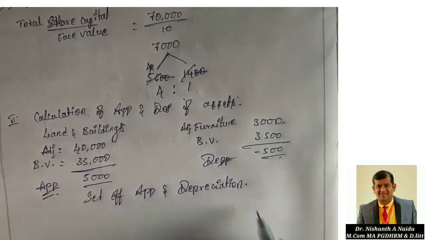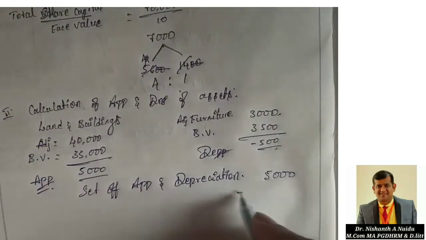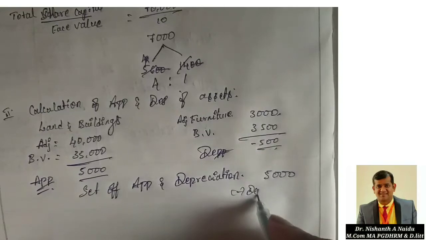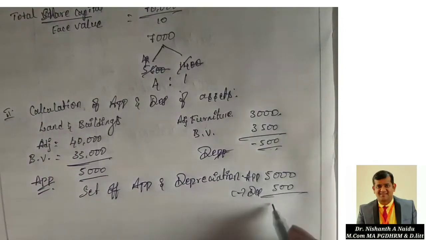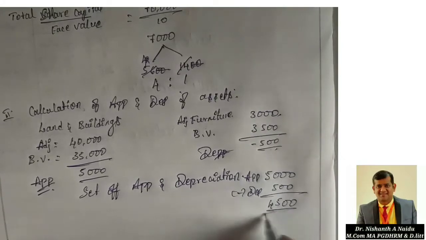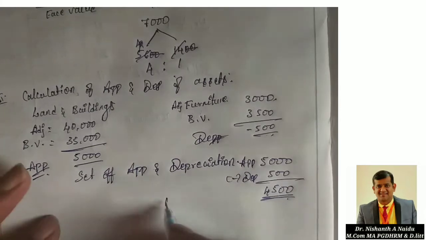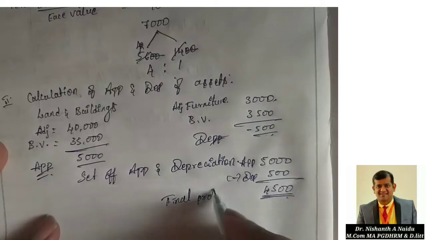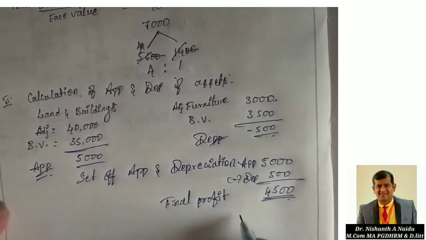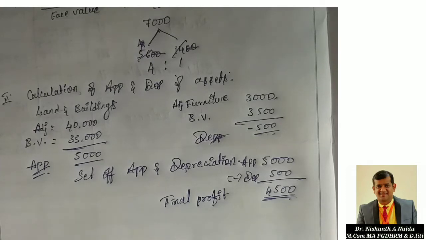Appreciation and depreciation. So that is 5,000 appreciation less depreciation is how much? 500 less 500. So that comes to 4,500 rupees. Clear? So this is the final profit on revaluation of asset, or you can say the final profit out of set off of appreciation and depreciation. Okay. So we are done with this step.